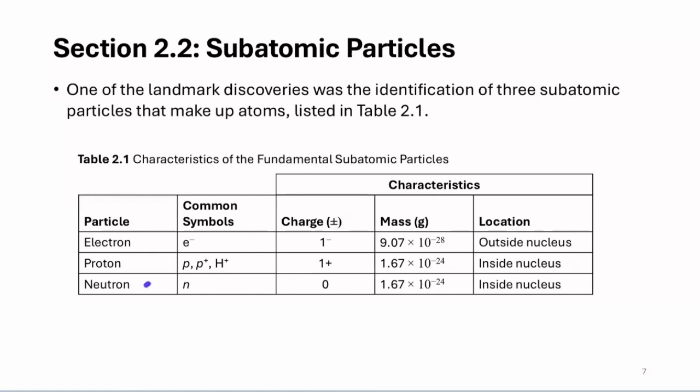Lastly, we have neutrons. Their common symbol is an N, and at times you see that that N can have a 0, which is called a naught. So N naught is another symbol for a neutron. Neutrons have a 0 charge. When it comes to their mass, they have the same mass as a proton, 1.67 times 10 to the -24 grams. And they also live inside the nucleus of an atom.